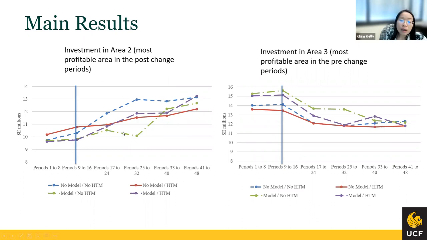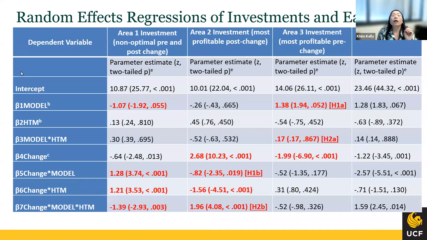Then our last hypothesis was that if you have the model, and I know the model is terrible, but you encourage them to adopt a hypothesis testing mindset, it's going to mitigate some of these negative effects. So look at the green line, which is bad because the model is bad in the post-change period, and compare it against the purple line, which has the HTM tacked onto the model. And lo and behold, yes, it mitigates it. It moves it up closer and increases area two investments. So generally, the descriptive statistics look consistent with our hypotheses. Now we're going to test it formally using random effects regressions.